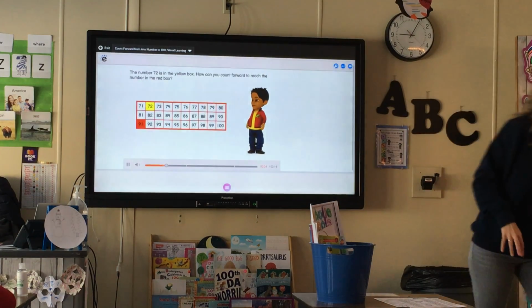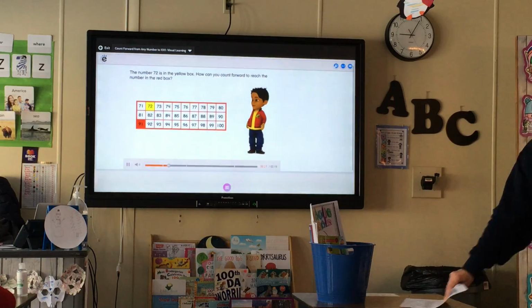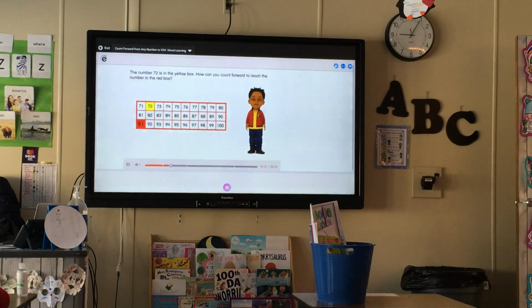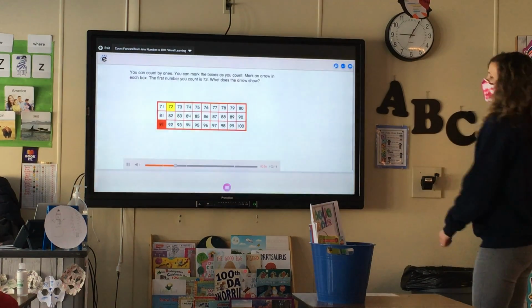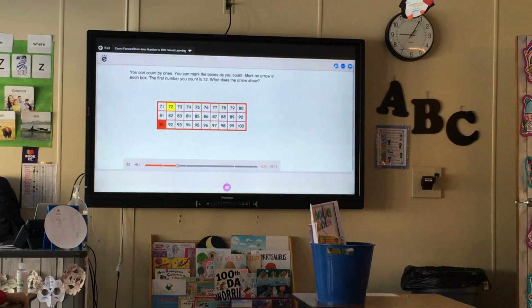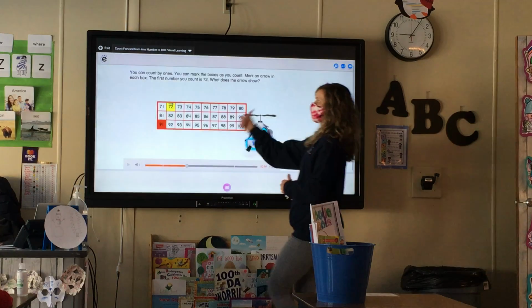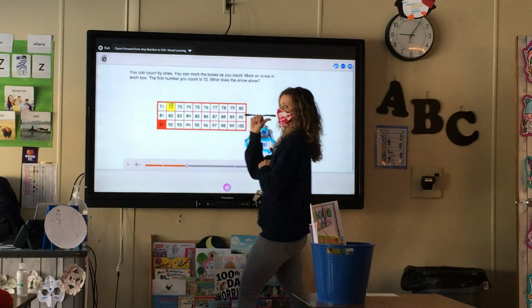The number 72 is in the yellow box. How can you count forward to reach the number in the red box? Count on. You can count by ones. You can mark the boxes as you count. Mark an arrow in each box. The first number you count is 72. What does the arrow show? You see what the arrow's showing? It's kind of pointing to go which direction? To the what then? Right. To the right. Okay, we go to the right. We don't go backwards to the left. We have to go to the right.